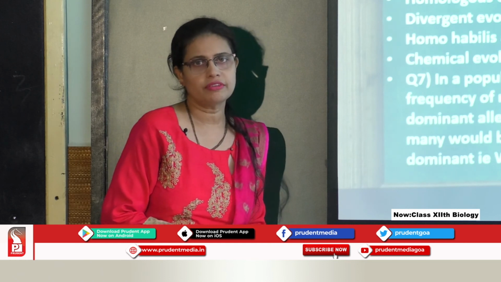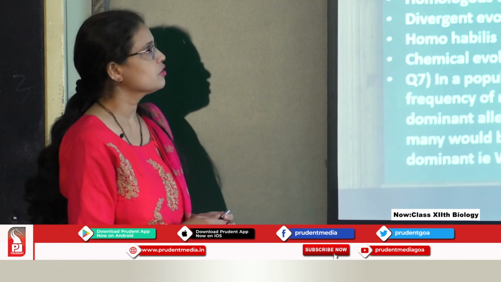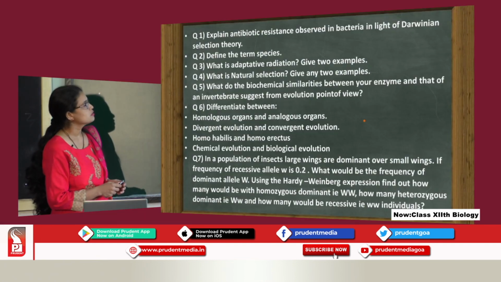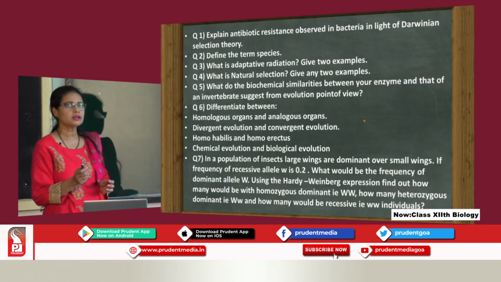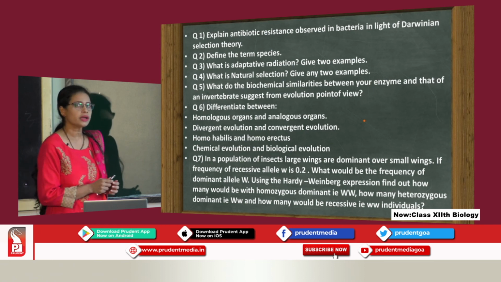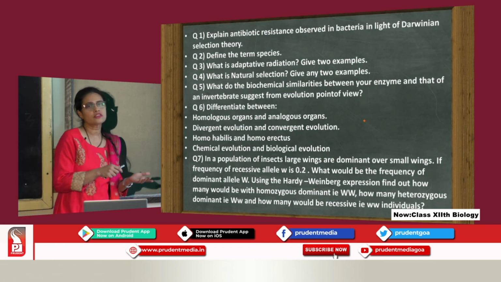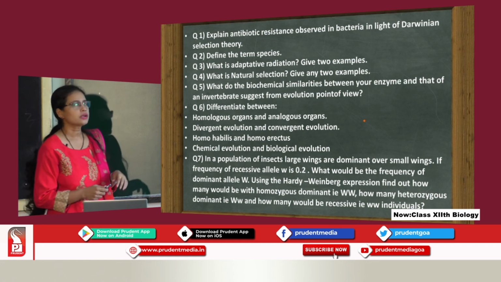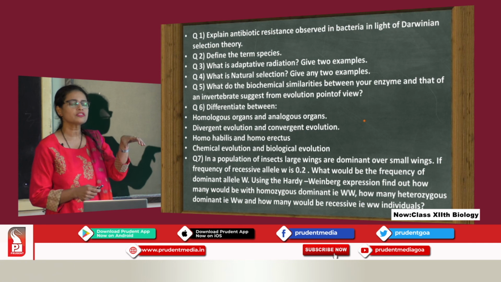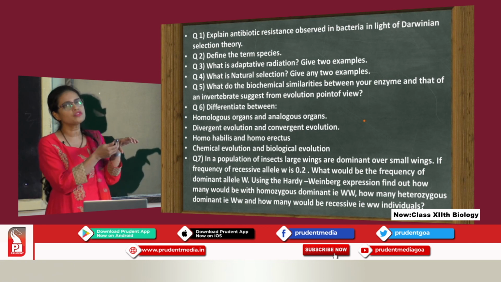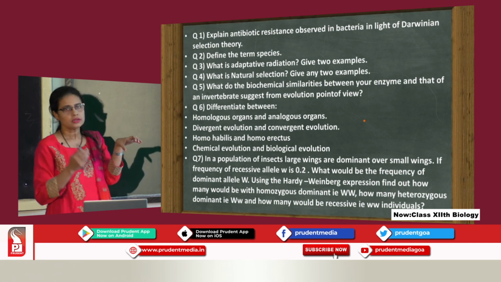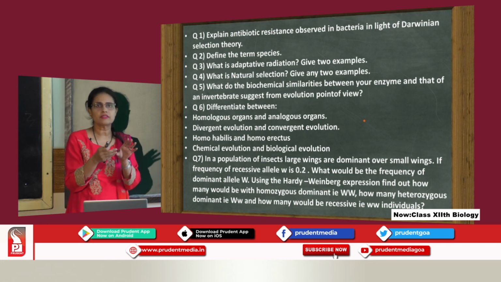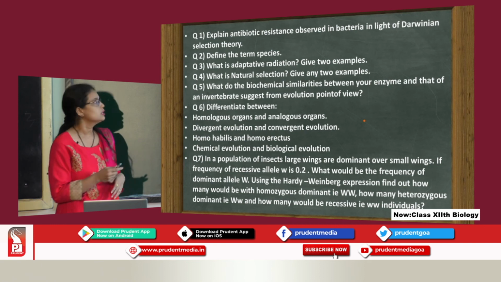So with this, we have come to an end of this chapter. Let us go through a few questions quickly. Explain antibiotic resistance observed in bacteria. You can give the anthropogenic action of human beings, how it was responsible for creating new varieties, because in the original population there were some bacteria who had those genes for antibiotic resistance. When antibiotic was applied, most of them died, but these survived and started increasing in number.